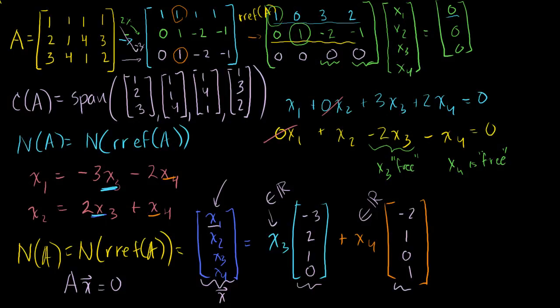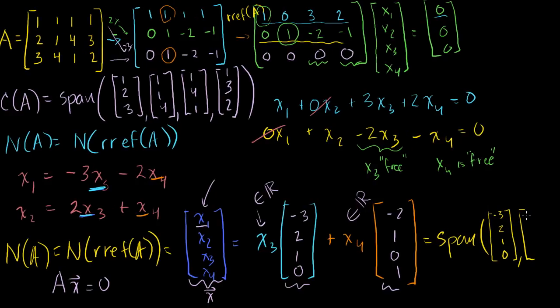And we know what all of the linear combinations mean. It means, so my null space, let me write it this way, is equal to the span of these two guys. The span of minus 3, 2, 1, 0. And, let me scroll over a little bit. And minus 2, 1, 0, 1.